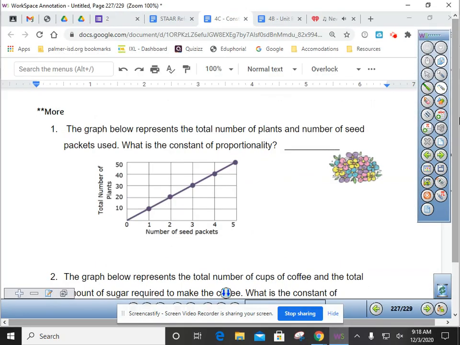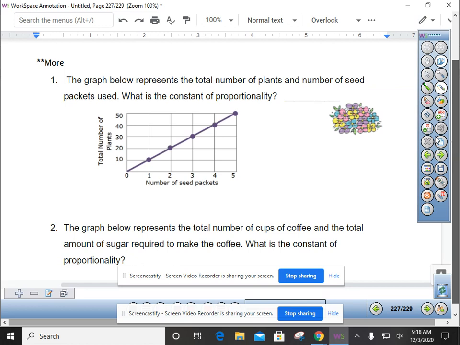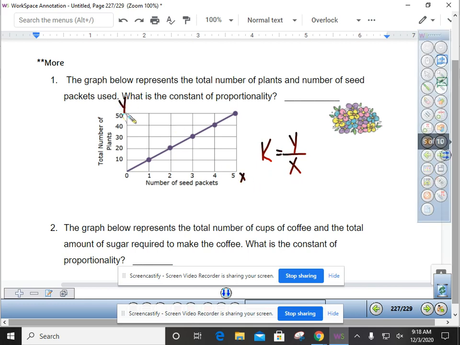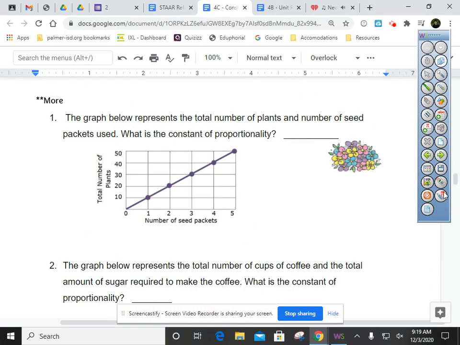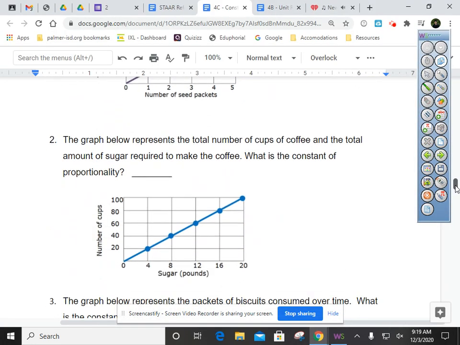The graph below represents the total number of plants and the number of seed packets used. What is the constant of proportionality? Our formula was K equals Y divided by X. We know this is our X and this is our Y. This is where it crosses. So Y is 10, X is 1. That 10 divided by 1 is 10. Good. Moving on to number 2.